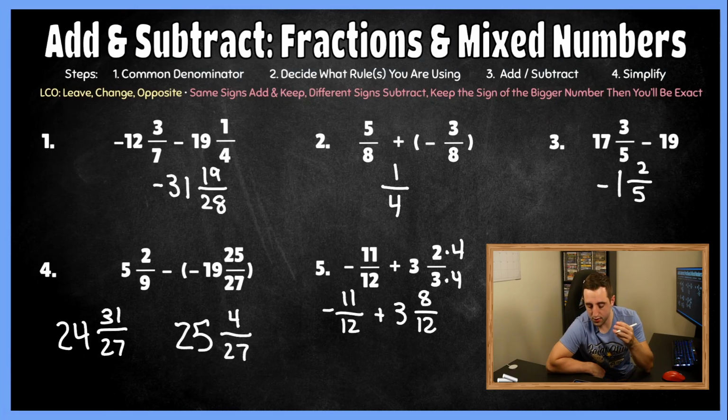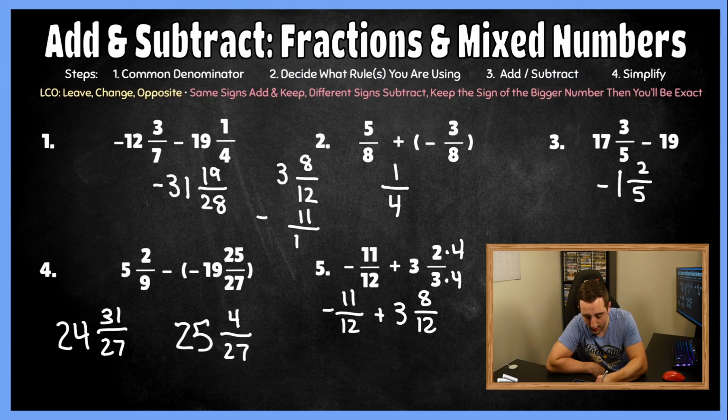And now we want to utilize our addition rule in red. I don't see subtraction at all. So same signs, add and keep, different signs, subtract. We're going to subtract here. So we have 3 and 8/12 minus 11/12. And you're going to notice once again, you can't do 8 minus 11. So we have to borrow.